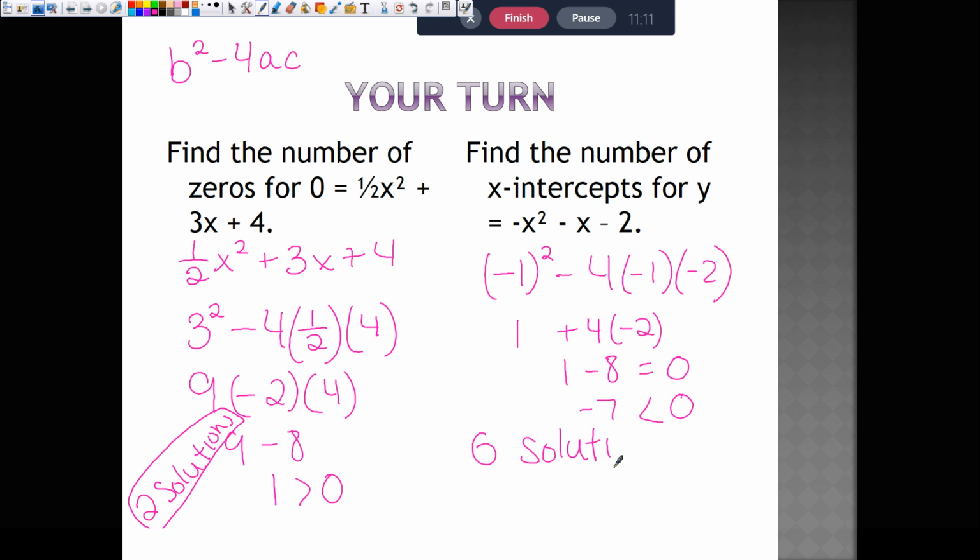Why did you do 1 minus 8 equals 0? Because it's supposed to be set to 0. I just didn't set it to 0 the whole way. Okay, so it has 0 solutions.